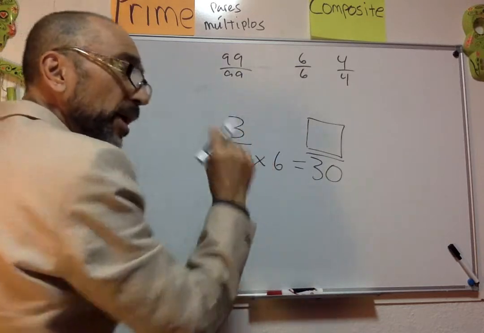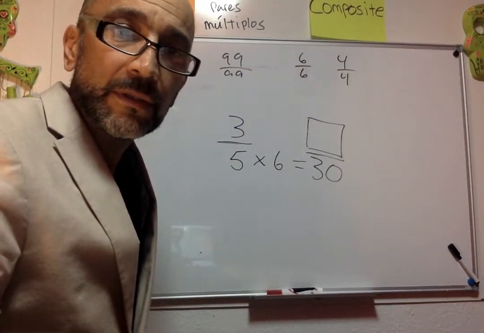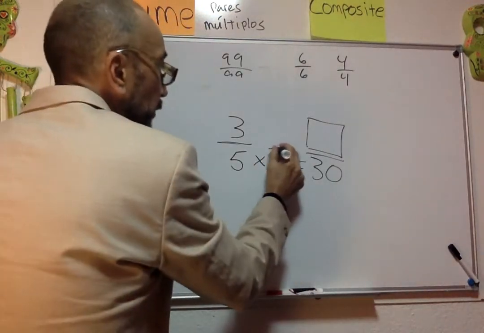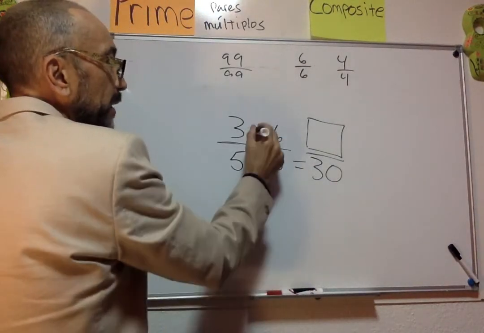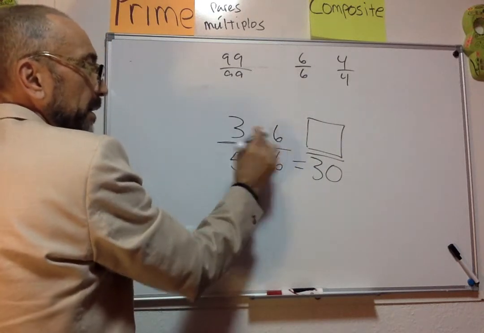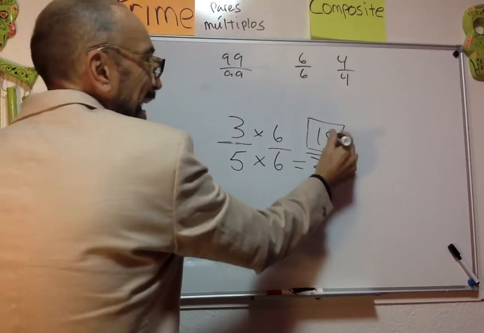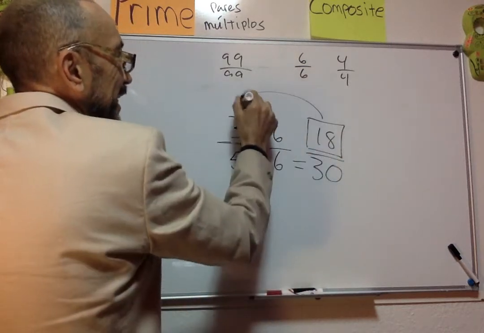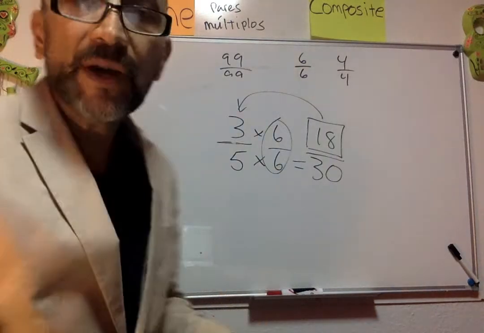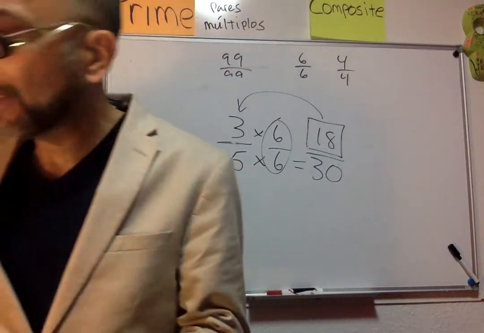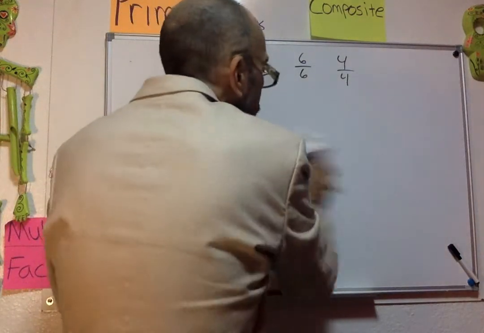Now, remember what I always say. Whatever you do to the bottom, you do the top. So I go to the top. I put another 6. That's a 1, right? So I multiply this numerator and this numerator. 3 times 6 is 18. This is equal to this because I multiplied it by 1. Those are equivalent fractions.